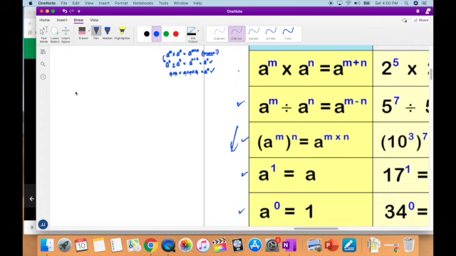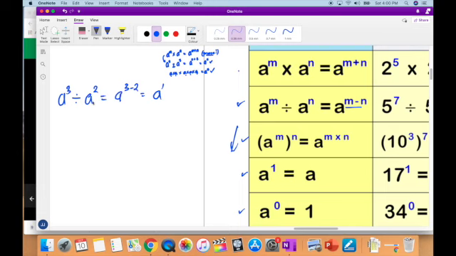The second one? Yes, what we are saying is, when you're dividing two things that have indices, you subtract the indices. So how do you prove this? Well, I substituted the m and the n, m was 3 and n was 2. So a to the 3 divided by a to the 2 is supposed to be equal to a to the 3 minus 2, which is a to the 1.